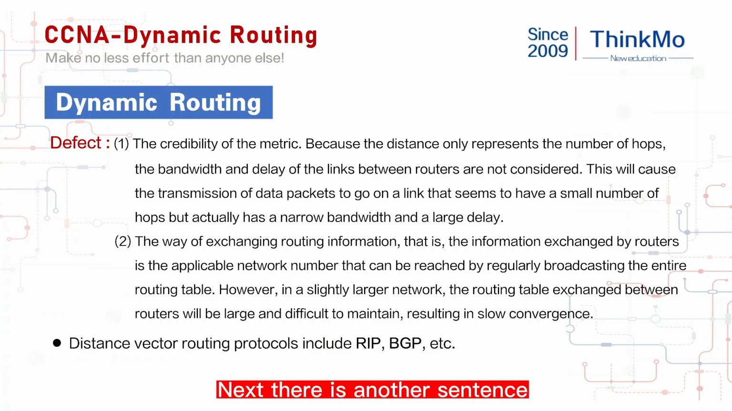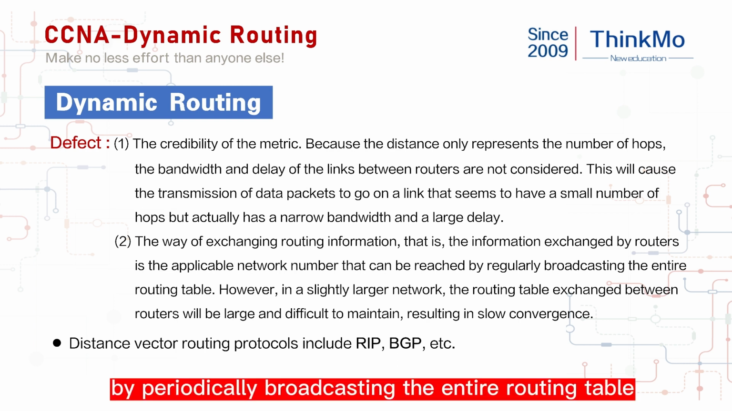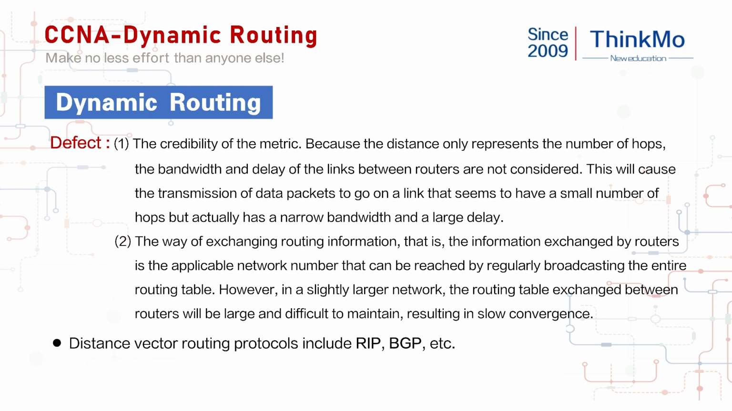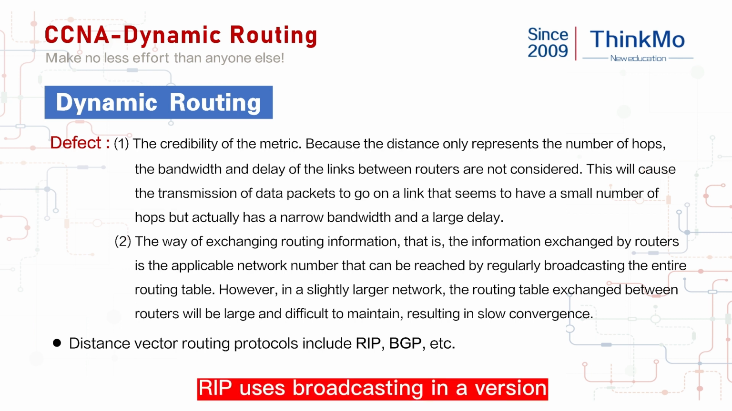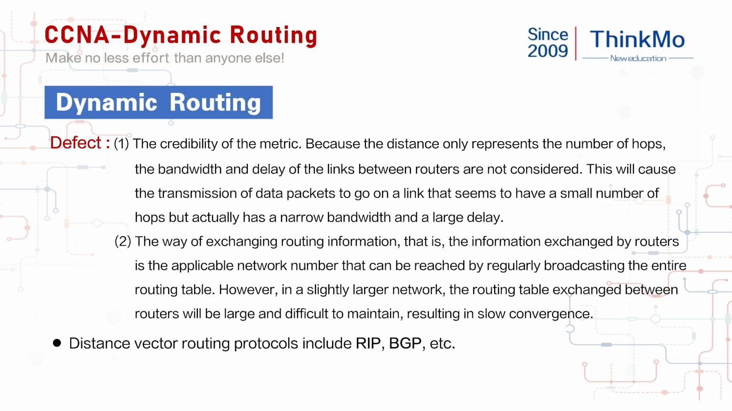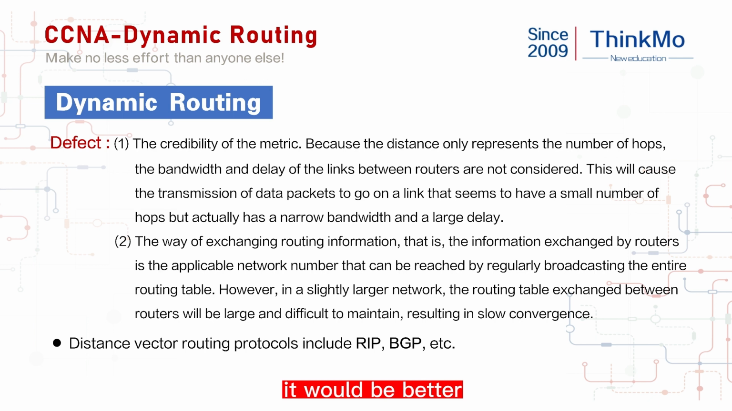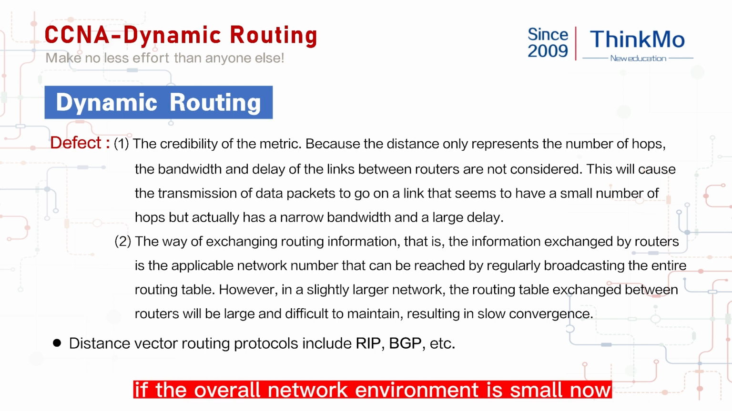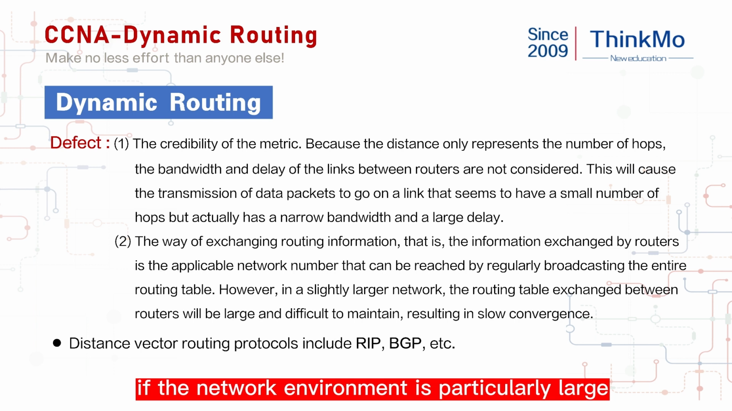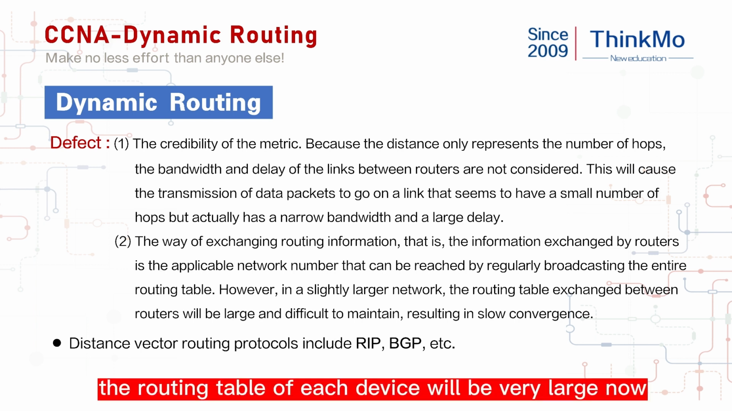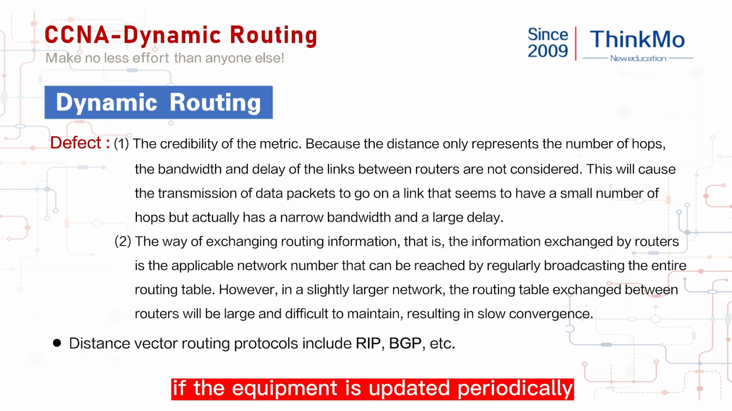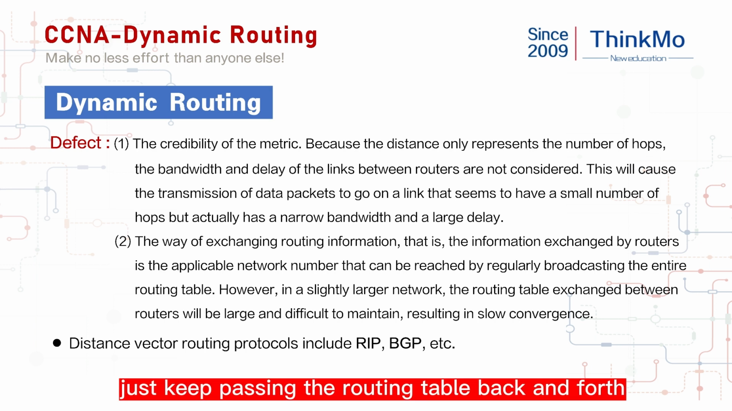Next, there is another point. They exchange information by periodically broadcasting the entire routing table. Of course, RIP uses broadcasting in one version, and it also improves. Let's look at this routing table first. Actually, RIP delivers the routing table. It would be better if the overall network environment is small now. If the network environment is particularly large, the routing table of each device will be very large now. If the equipment updates periodically, it just keeps passing the routing table back and forth.